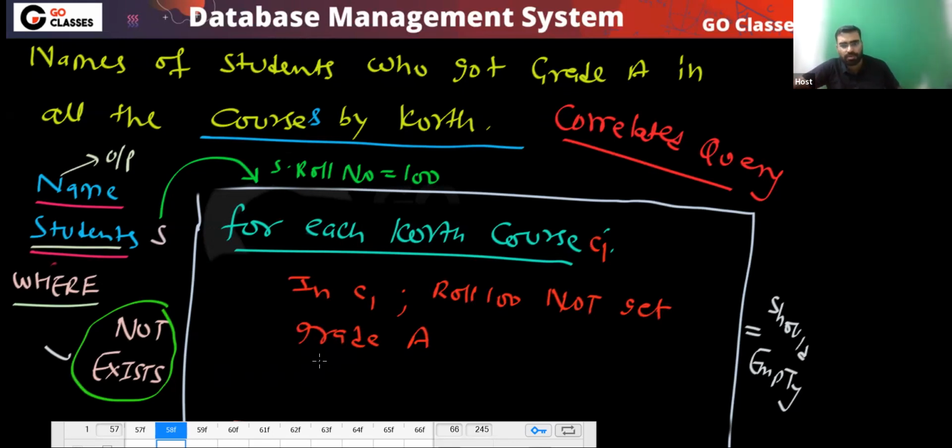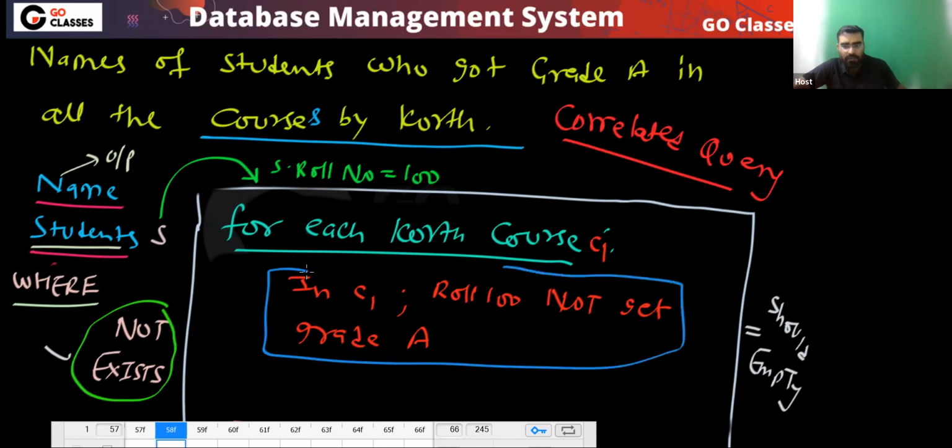I am looking for those courses. For each course, I am looking for this entry, that he did not get grade A. Then this will be in the output, correct? So for this, what you can do is say not exists.